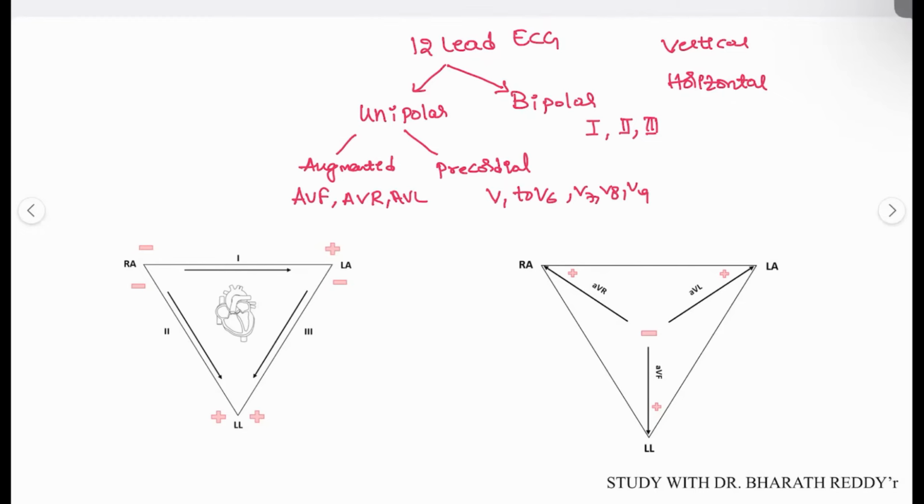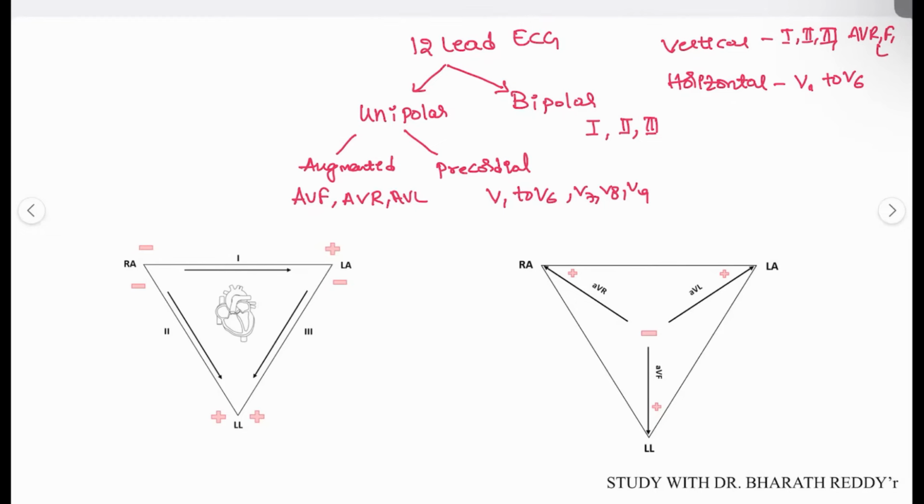And what are the vertical and the horizontal? Horizontal means your precordial leads, nothing but V1 to V6, based on the position of the leads. Vertical is lead 1, lead 2, lead 3, and also your augmented leads, AVR, AVF, and AVL. So these are the vertical and horizontal leads. This is the entire 12 lead ECG.